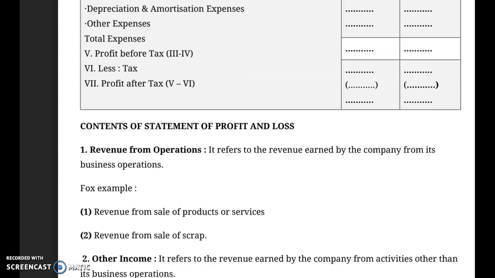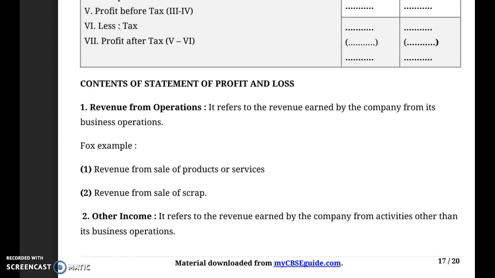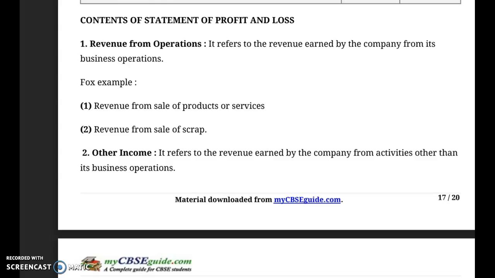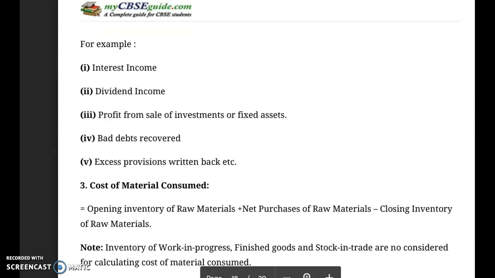Now, revenue from operations, as you know, is the amount of the sales. Then revenue from products and services, revenue from sale of scrap, the total amount will be recorded here. Each individual item being asked, you have to show that. Then the other incomes to be received by the company, and all the other items accordingly you have to understand. See here, other income may include interest income, dividend income, profit from sale of investments and fixed assets, bad debts recovered, excess provisions written back, and the like.